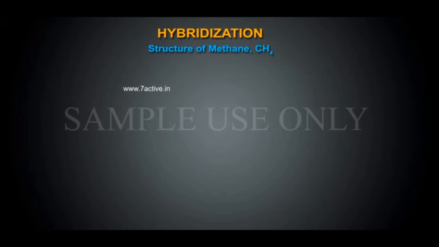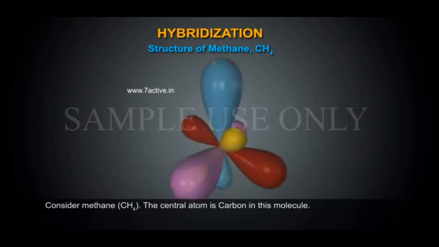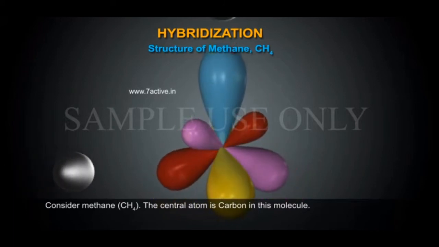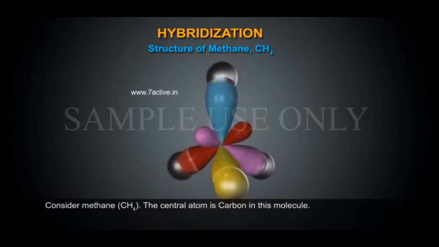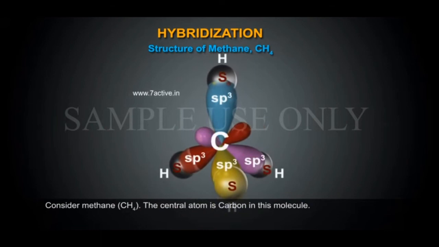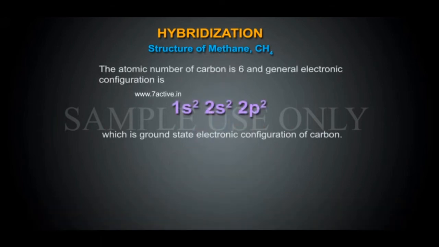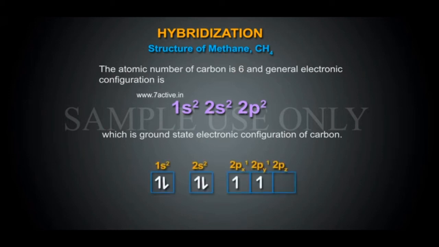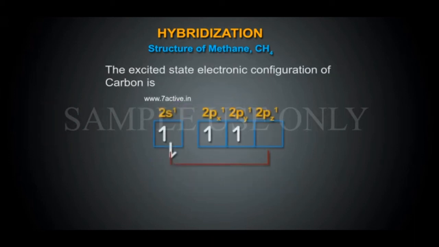Structure of methane, CH4, or formation of methane. Consider methane, CH4. The central atom is carbon in this molecule. The atomic number of carbon is 6 and the electronic configuration is 1s2, 2s2, 2p2, which is the ground state electronic configuration of carbon. The excited state electronic configuration of carbon is 2s1, 2p3.